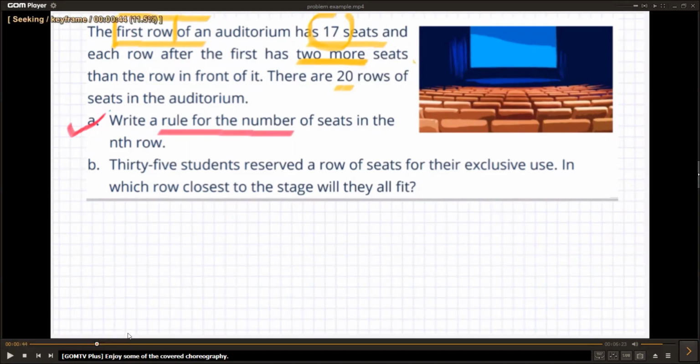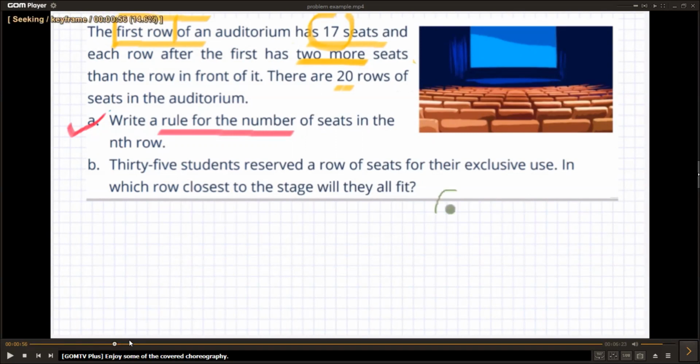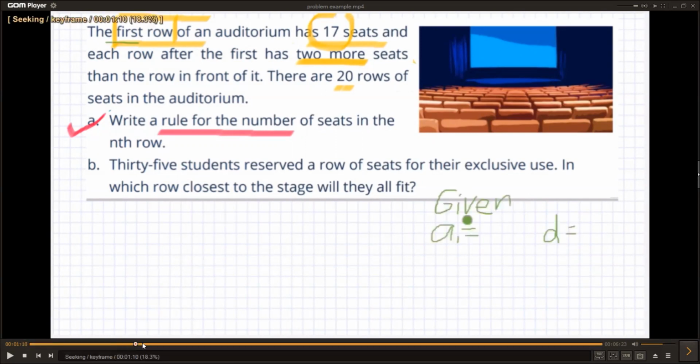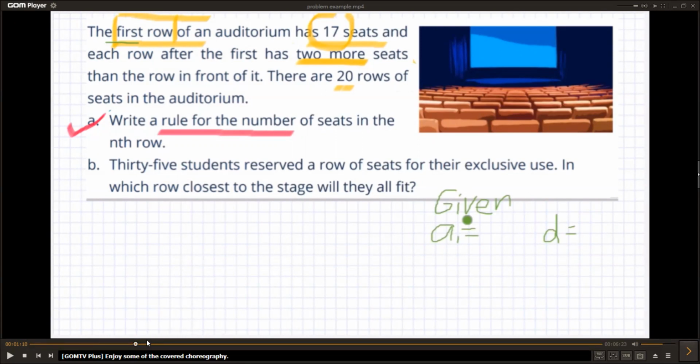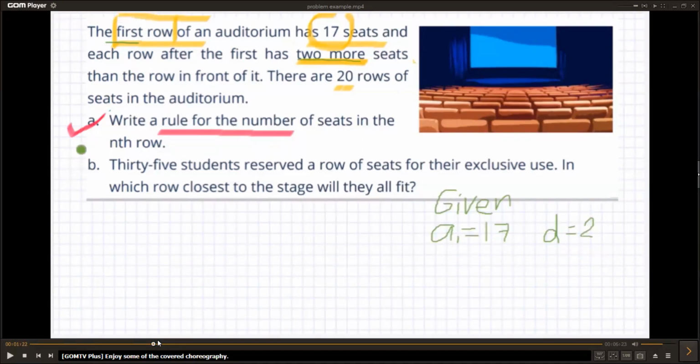Okay, so let's answer the first question, which is: write a rule for the number of seats in the nth row. How do we get that? First, let's identify the given. In order to get the rule of the number, we need 2 given, which are the first term and the d, which are already given in the problem. Our first term is 17, and our common difference is 2, which the problem indicates: it has 2 more seats than the row in front of it.